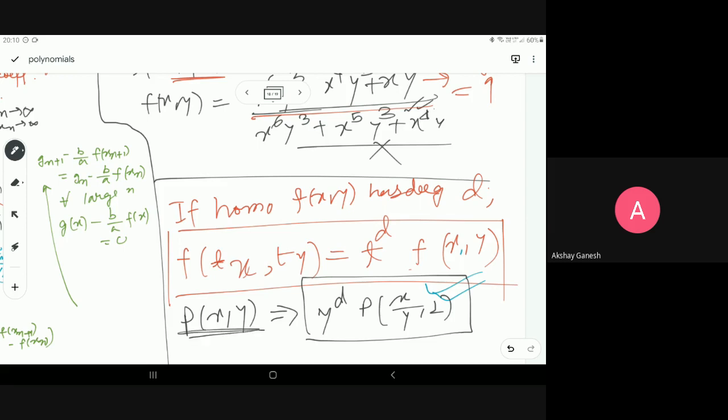Now note that this thing is a single variable polynomial, right? So using a method like this, we can transform a two variable polynomial into a one variable polynomial, and this is very important.